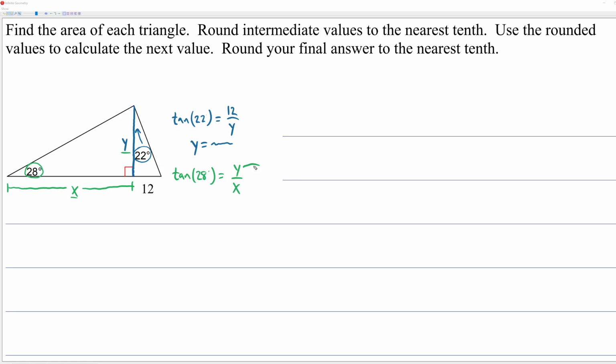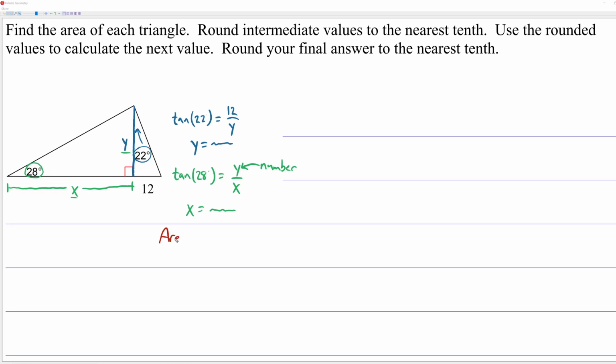But realize, at this point, you don't write the letter y. We know what y is. y is some number. I'm just not doing this in the calculator in the interest of time. So you'll solve this equation in the calculator, and you'll get x equals some number. And now you're done. The question asks you to find the area of the triangle.